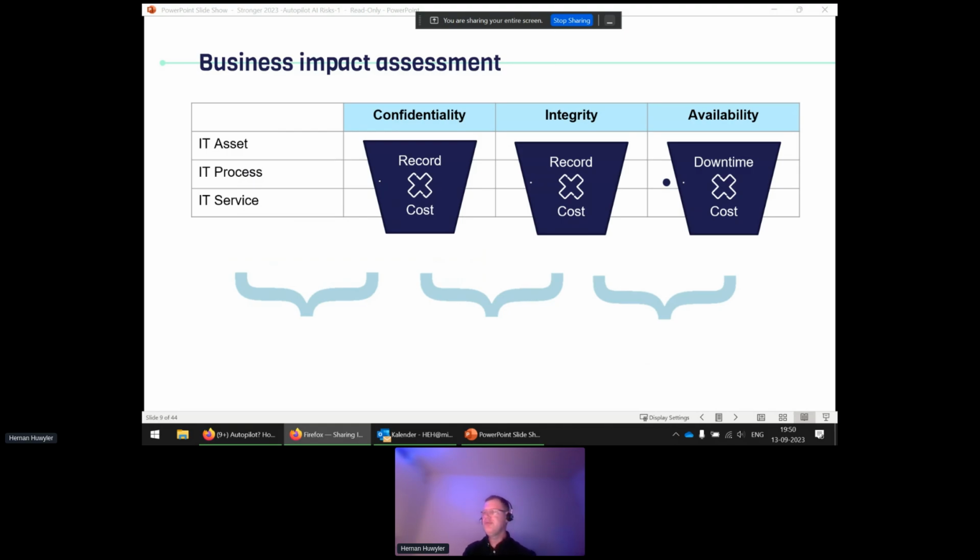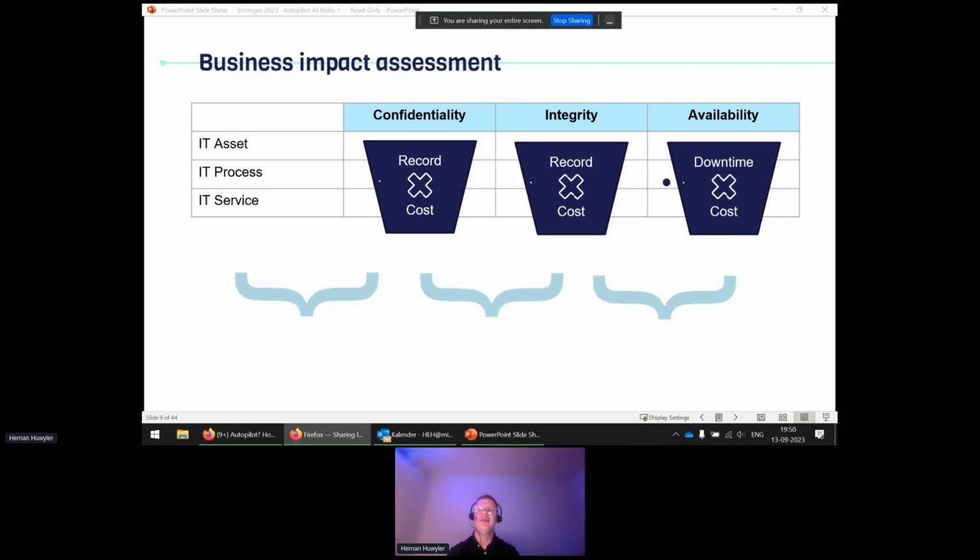But when it comes to cyber, we can divide the losses into our cybersecurity objectives in terms of the confidentiality, the integrity, and the availability. You can do this analysis by asset, by process, or by services. When we are assessing a scenario for confidentiality and integrity, we analyze how many records will be lost or corrupted by the cost of each record set.